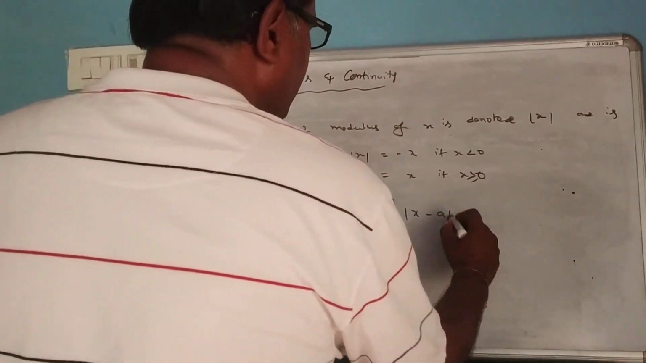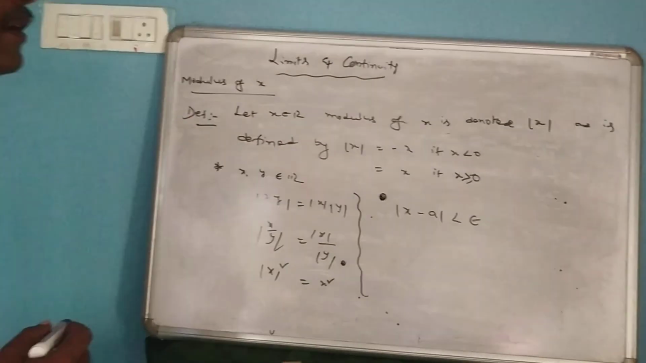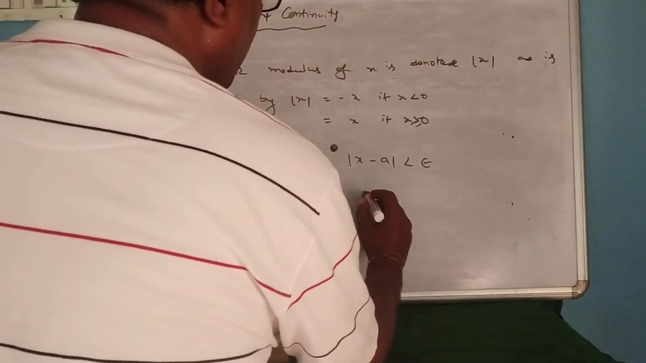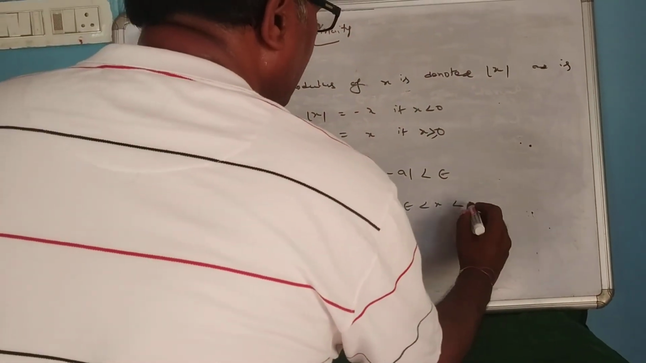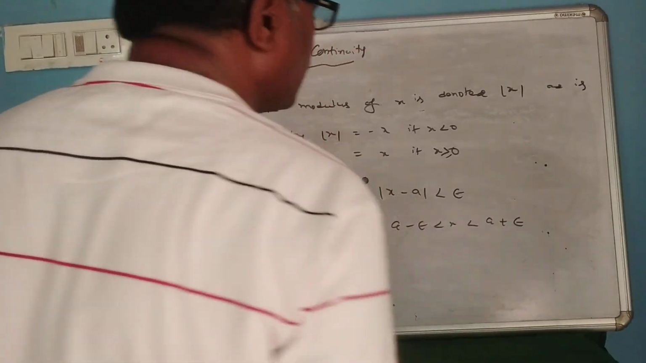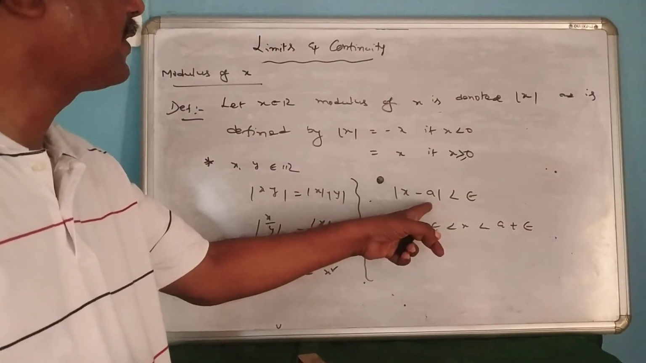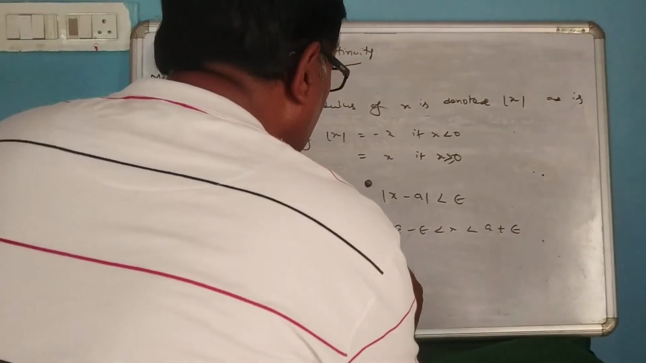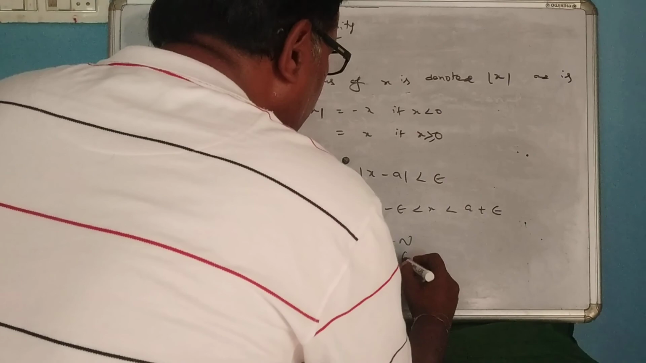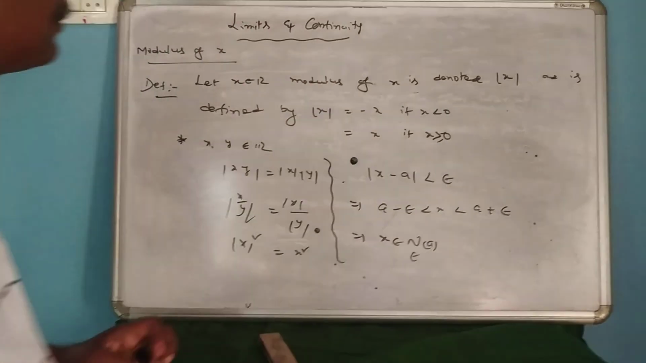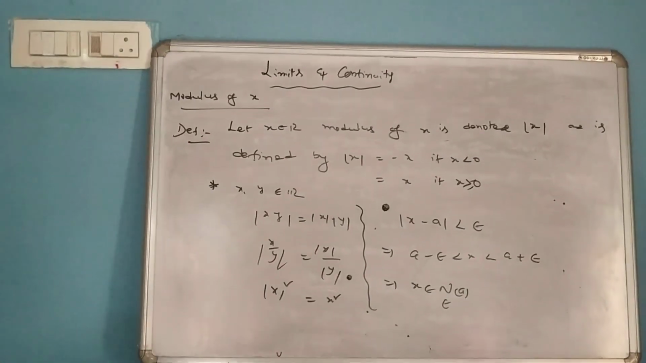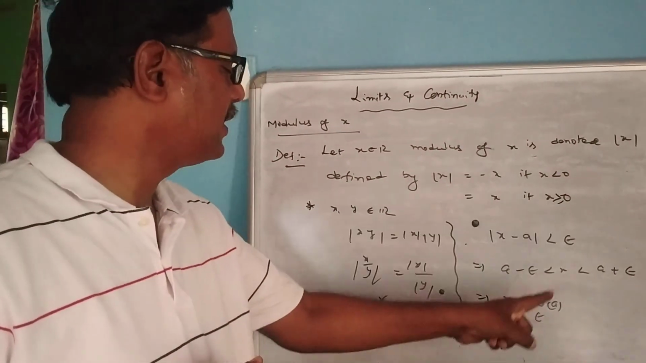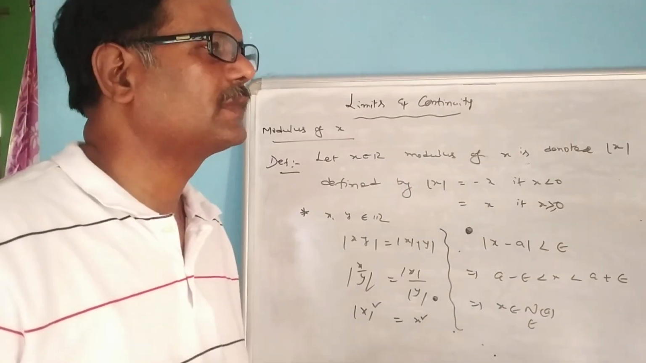Modulus of x minus a is less than epsilon. This implies a minus epsilon is less than x less than a plus epsilon. So modulus of x minus a less than epsilon means x belongs to the epsilon neighborhood of a.